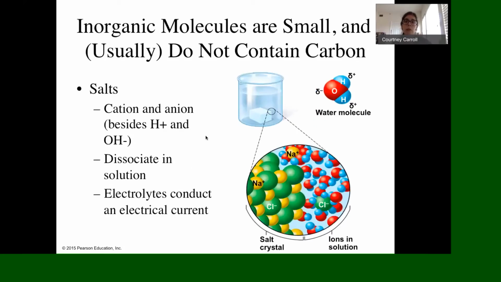Another classic inorganic molecule are salts. Again, cations and anions. A salt is any cation or anion besides hydrogen or hydroxide, OH-. So things like sodium chloride, those are salts. And they dissociate in solution. So what that means is normally they have that ionic bond holding them together, but when you put them in water, they're going to be surrounded by a sphere of water. So they're going to exist by themselves. And we call that salty water solution an electrolyte. Electrolytes are super important for our body because they conduct electrical currents. So we need them for our contracting muscles and our firing nerves in our brain.